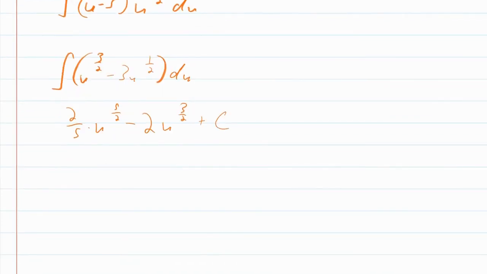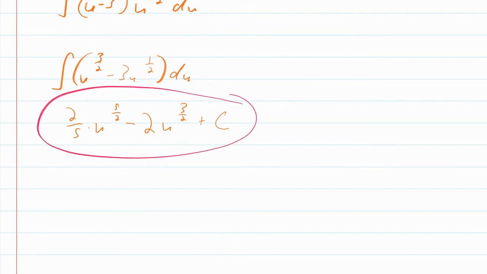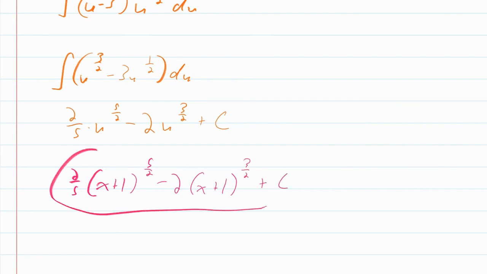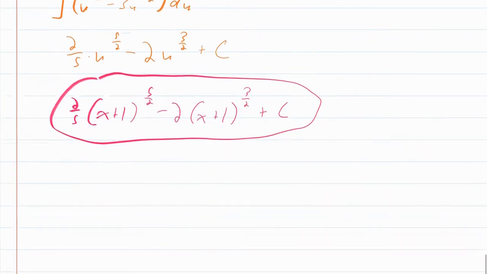This is extremely valuable because now we have an integral, and all I have to do is replace the u back completely. 2/5 u to the 5/2, where u was equal to x plus 1, to the 5/2 minus 2 times x plus 1 to the 3/2 plus constant. And this would be sufficient. I want to show you how you can simplify this a little bit more if you can.